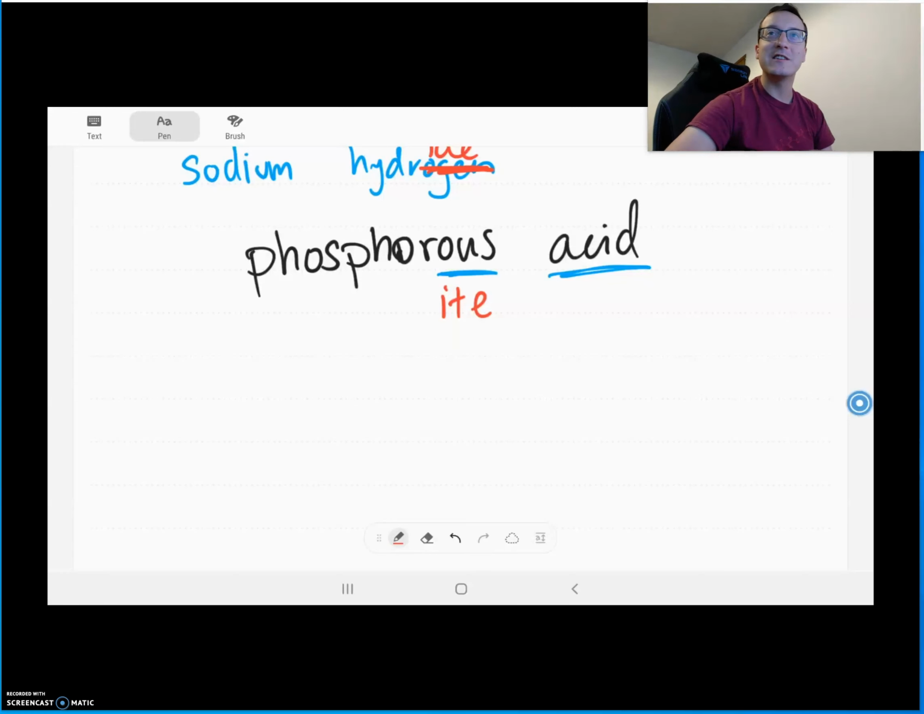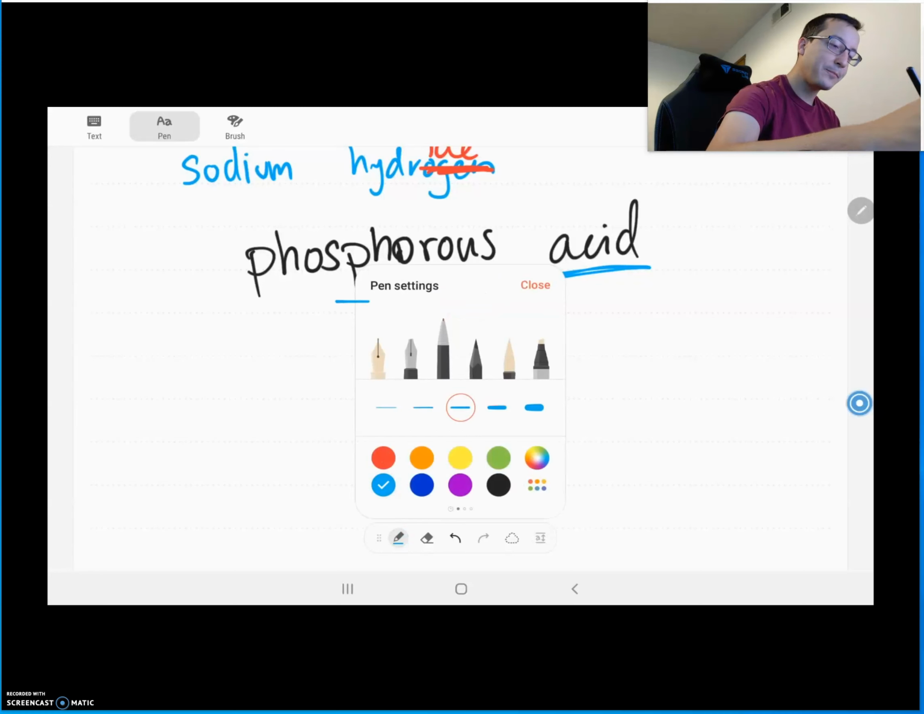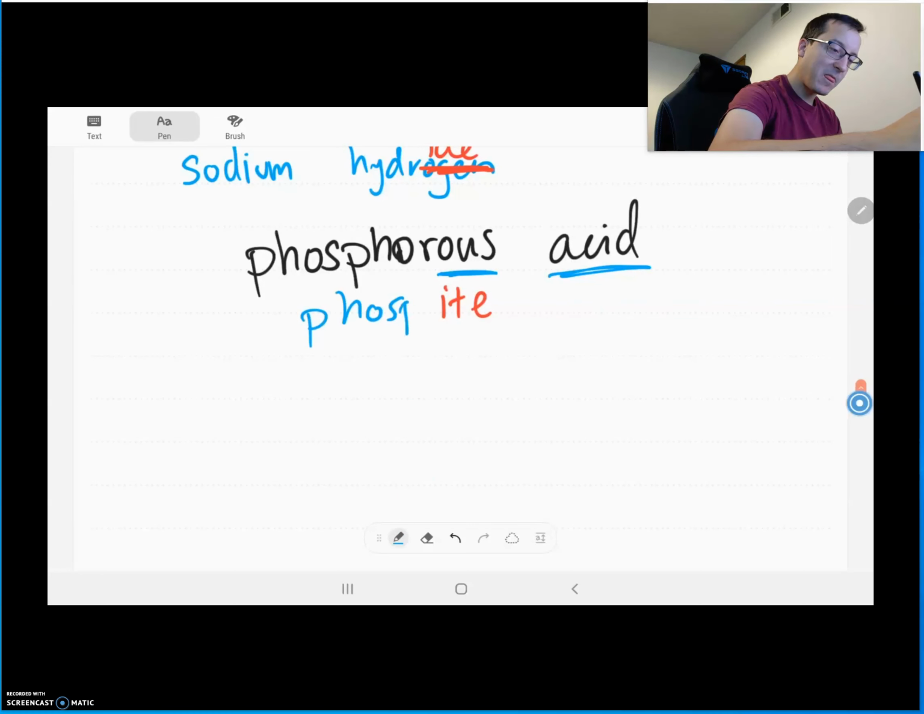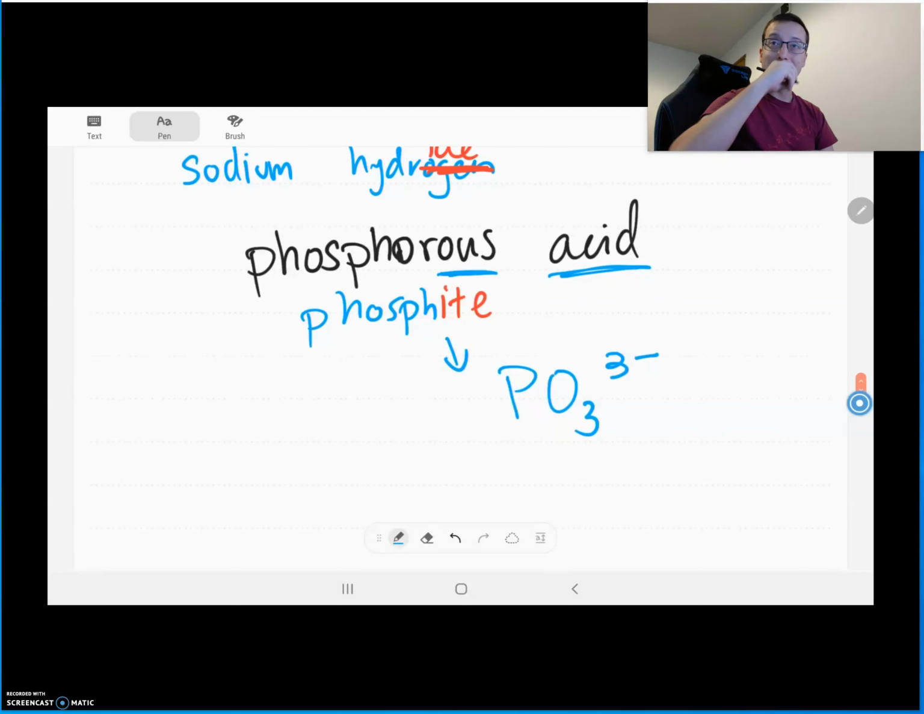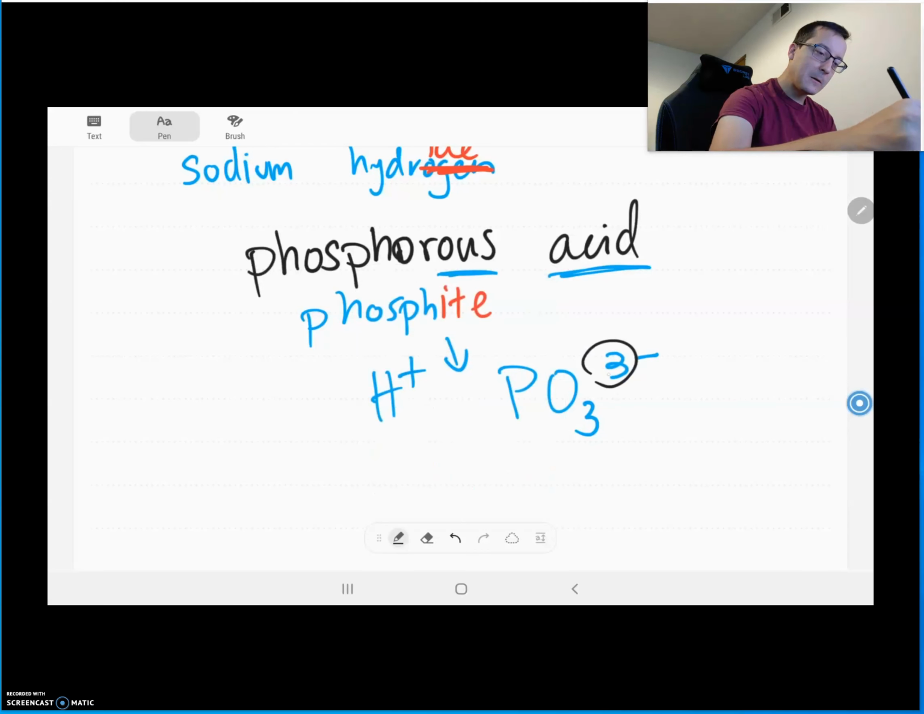Phosphorus and sulfur are kind of exceptions. We say sulfuric acid instead of sulfic acid. I'm not sure why, but yeah. Hopefully that's not too much of a stretch to go from phosphorus acid to phosphite. So this one must have come from phosphite, right? And now we'll need to remember that phosphite is PO3 3-. And so if we wanted to make a compound between H+ and phosphite, if we wanted to do our crisscross, this number goes here.